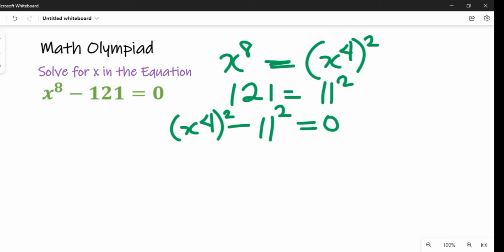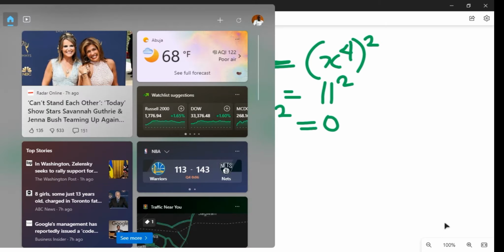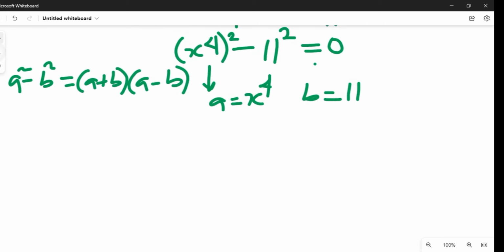So with this expression now, we have a difference of two squares. Now remember the algebraic formula that if a squared minus b squared exists, then it will be equal to a plus b multiplied by a minus b. Always have this equation at the back of your mind. Now if we apply that here, we're going to have our a to be equal to x raised to power 4 and our b to be equal to 11. So we'll apply that here.